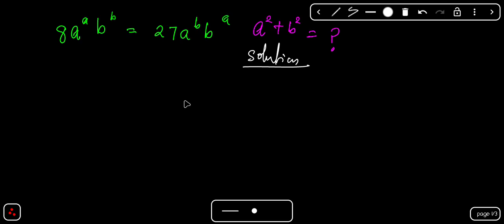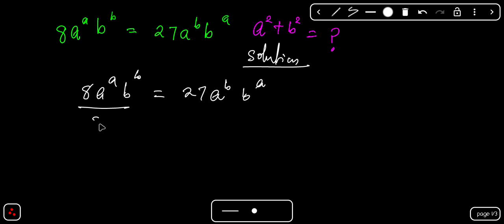We are going to divide both sides by 8b^b a^b. So let me write out the equation first. We have 8 multiplied by a^a multiplied by b^b, which is equal to 27 a^b b^a. So if I divide both sides by 8 multiplied by b^b, then a^b, this over 8 multiplied by b^b a^b.